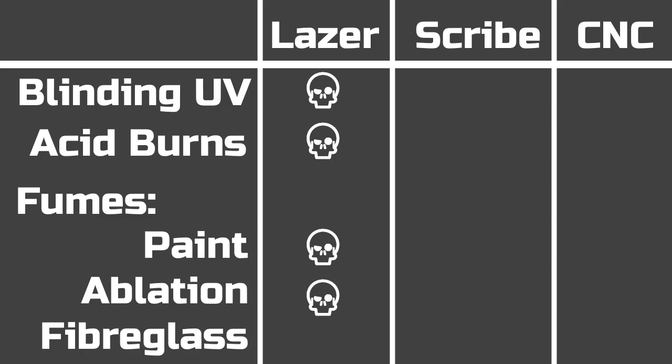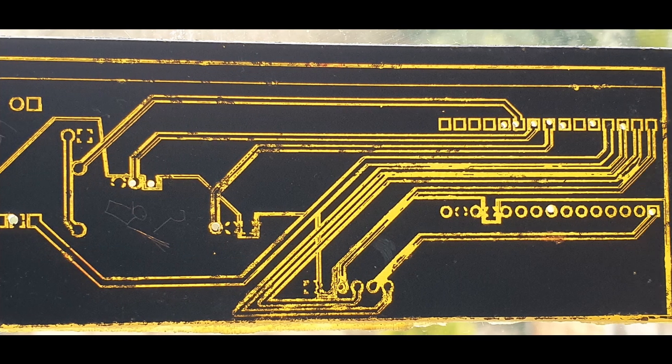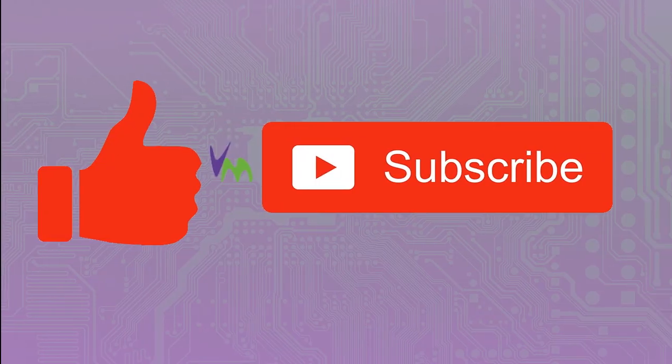So as you can see, the laser is quite dangerous as an approach, and the results can be very mixed. As you can see here, there's various bits of copper in the tracks that have not been eaten away if we hold it up to a light, and it can be quite bad.